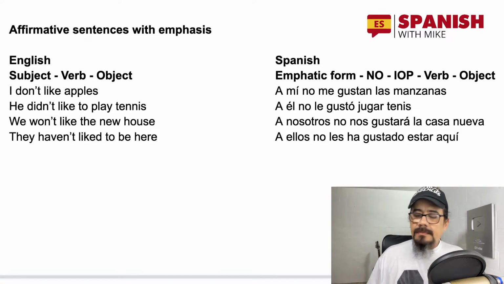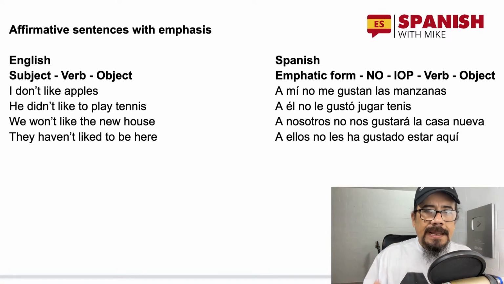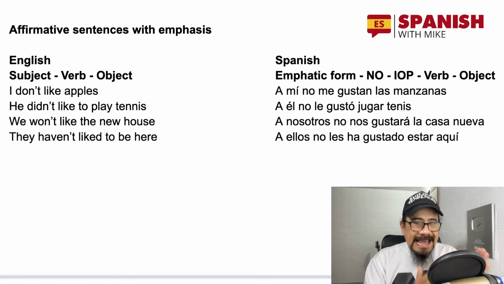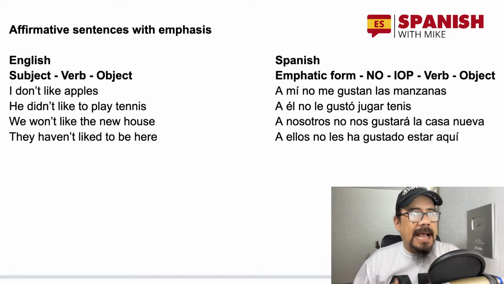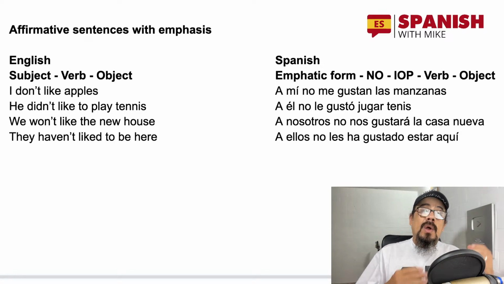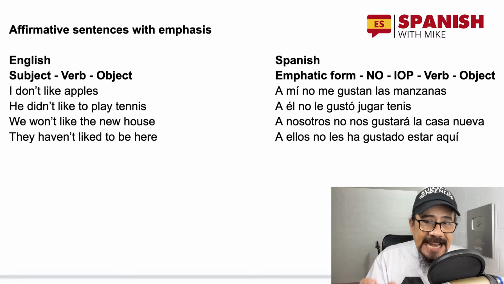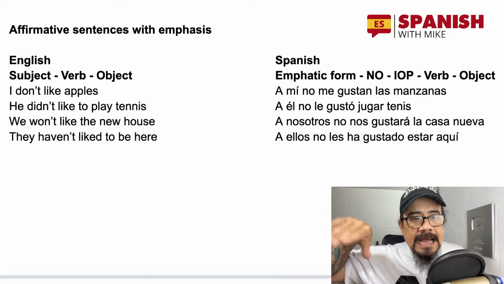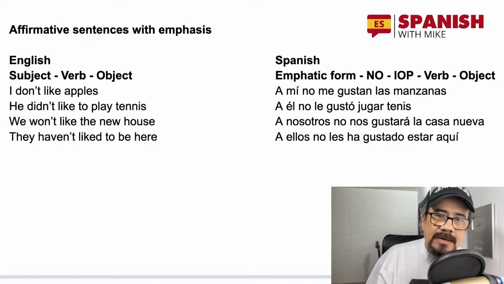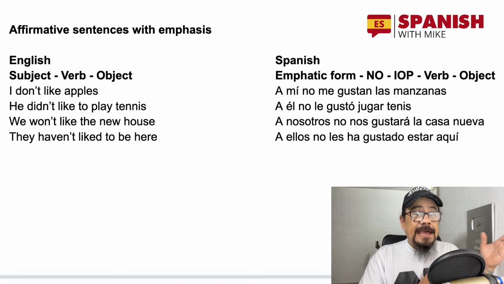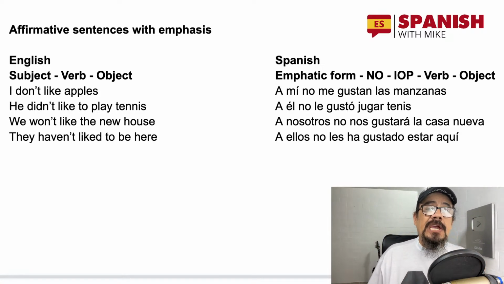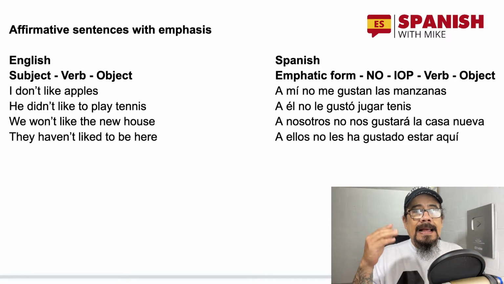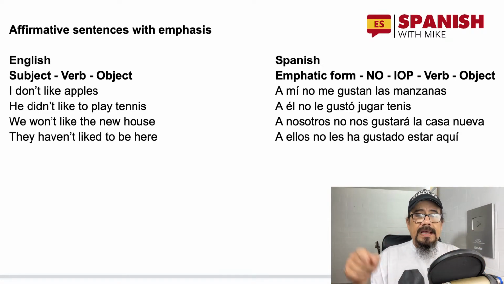He didn't like to play tennis. A él no le gustó jugar tenis. We won't like the new house. Emphatic form. A nosotros no nos gustará la casa nueva. They haven't liked to be here. Emphatic form. A ellos no les ha gustado estar aquí.